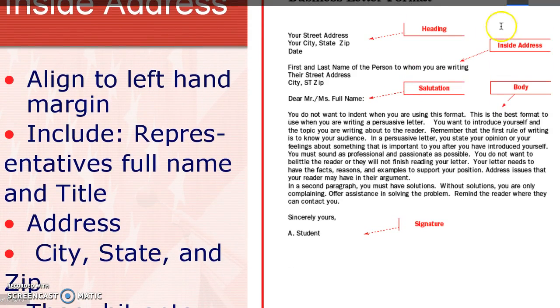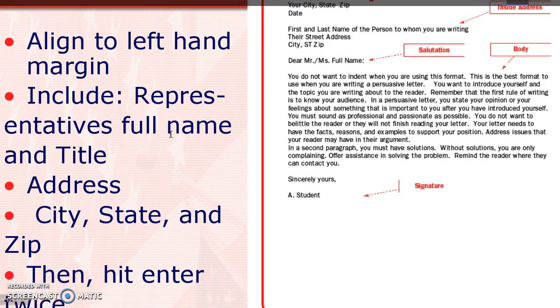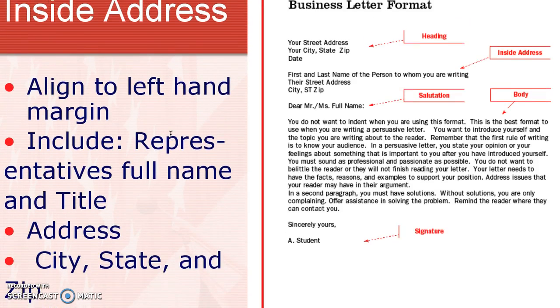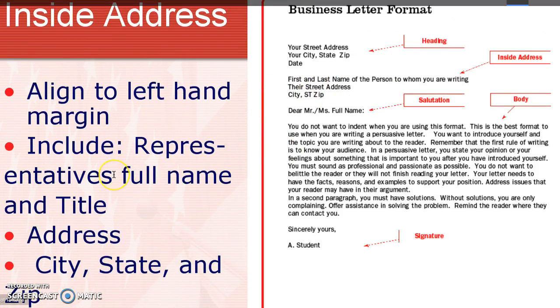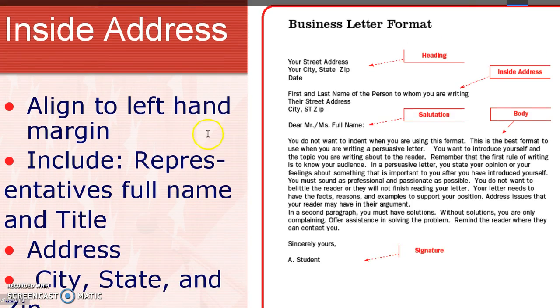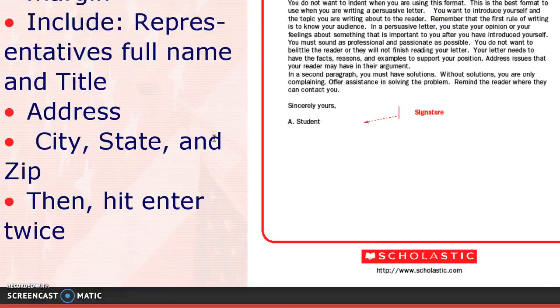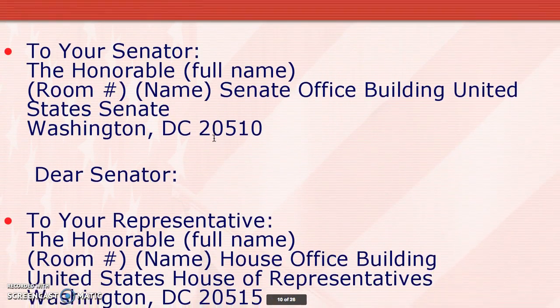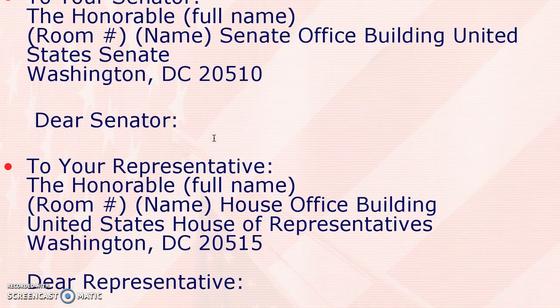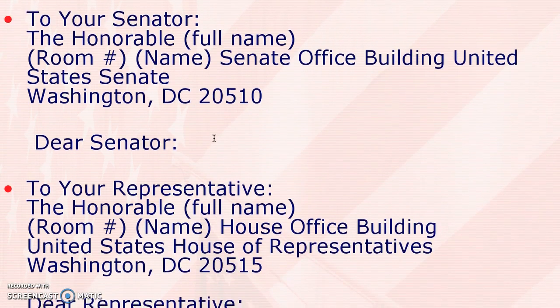And then your inside address. This is your address, city, state, and zip. If you want to use the school's address, you can, but it's better to use your own. Oh, I'm sorry, the inside address is going to be the representative's name. Notice you don't put your name up here, you just put your address. You are going to put their name, their street address, city, and zip. These are examples of how you will address it, and again, you go to that website to find their address.